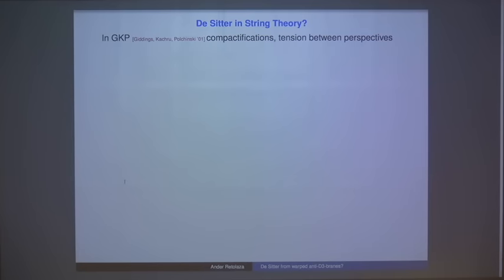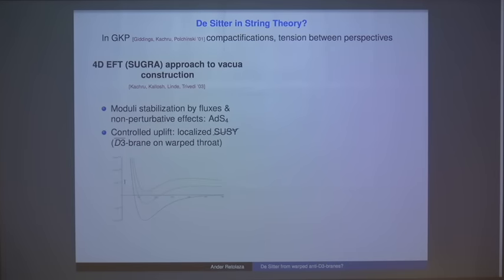In particular, I'm going to focus on GKP type compactifications. And what happens is that there's some tension between two different perspectives when you do this. On the one hand, you have the four-dimensional effective field theory description of a vacuum construction that is supposed to give you de Sitter vacua. In the KKLT construction, what one usually does is to start by first stabilizing your moduli by using fluxes and non-perturbative effects. This way you obtain an AdS vacuum in 4 dimensions.